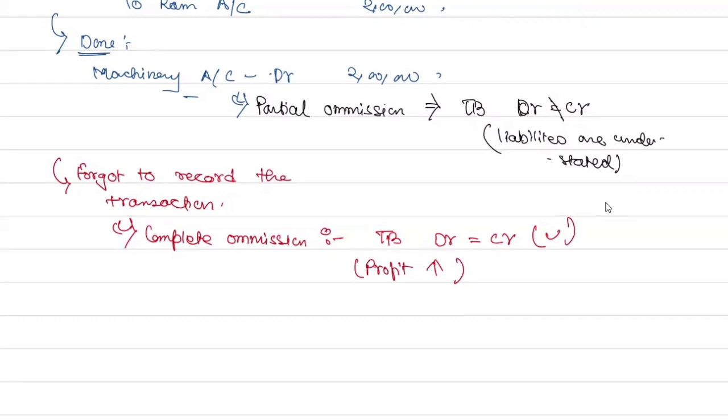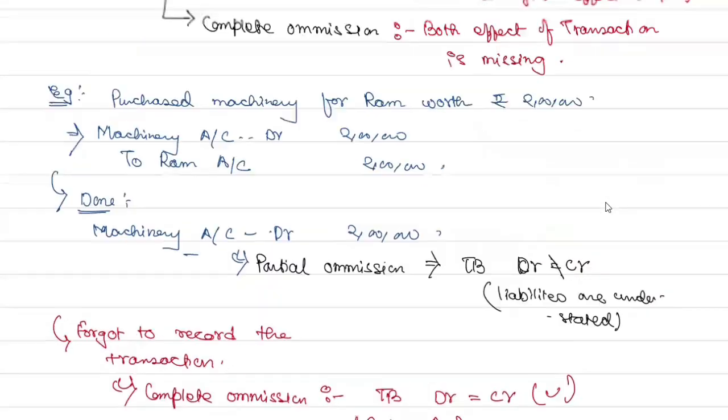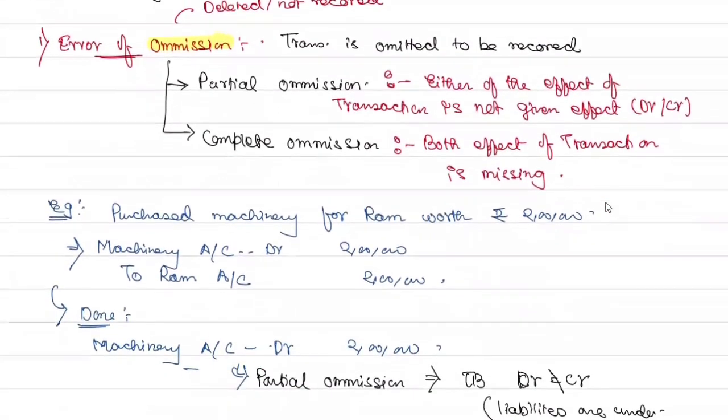So remember, in case of partial omission, the trial balance will not tally. But in case of complete omission, it will get tallied. Debit will be equal to credit. But yes, if it is around the expenses, my profit will be overstated. If it is around the income, my profit will be understated. Correct? I hope this much is clear to you.